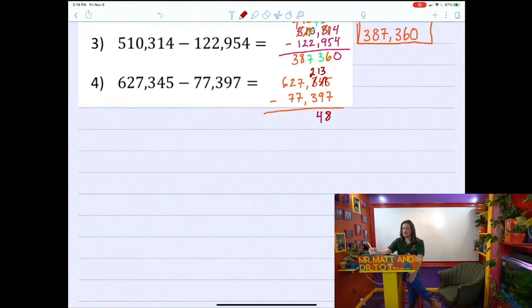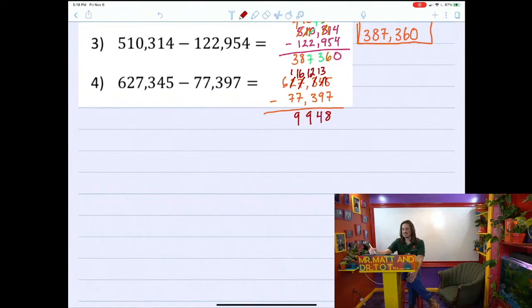2 minus 3 I can't do, so I need to borrow from the 7, making it a 6, turning the 2 into a 12. 12 minus 3 is 9. 6 minus 7 I can't do, so I need to borrow from the 2, making it a 1, and turning the 6 into a 16. 16 minus 7 is 9.